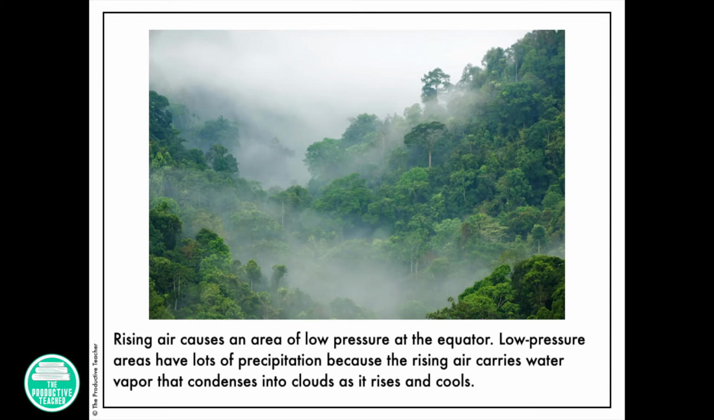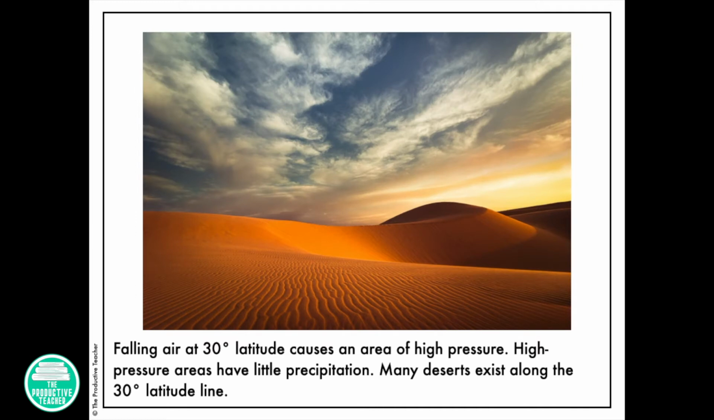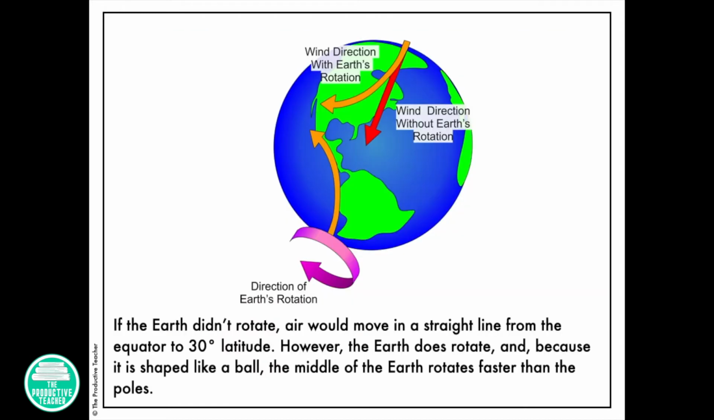Low pressure areas have lots of precipitation because the rising air carries water vapor that condenses into clouds as it rises and cools. Falling air at 30 degrees latitude causes an area of high pressure. High-pressure areas have little precipitation. Many deserts exist along the 30-degree latitude line.